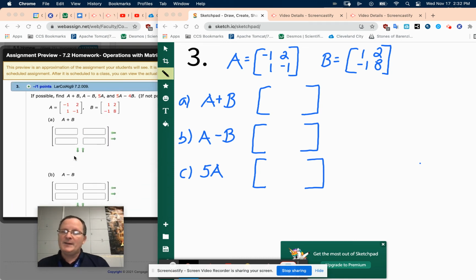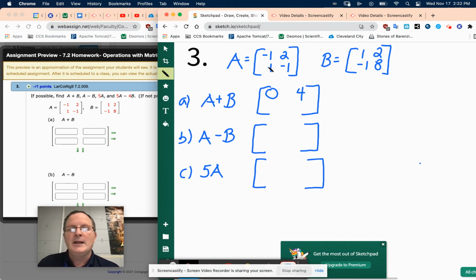All right, but on this particular one, it wants me to add a and b. Well, you do it by each individual cell. So a plus b would be -1 plus 1. So that'll be a 0. All right. And then 2 plus 2 is 4. All right. You just do it in the corresponding location. -1 plus 0. I'm sorry. -1 plus -1 is 0. And then -1 plus 8 is 7.